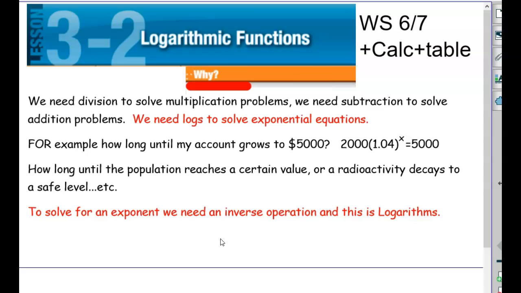How many years do I need to leave it there until it'll grow to $5,000? That would require a logarithm, okay? For how long until the population reaches a certain value, or a radioactive decay gets to a safe level, etc. Those are the situations for which we need to solve for an exponent. So we will need an inverse operation, and that operation is called logarithms.